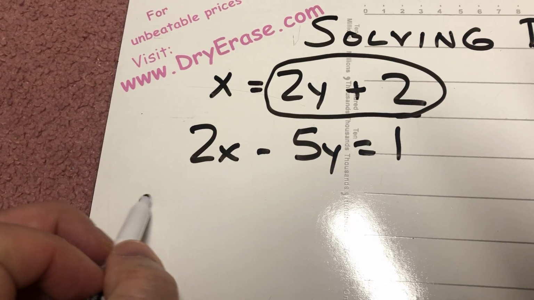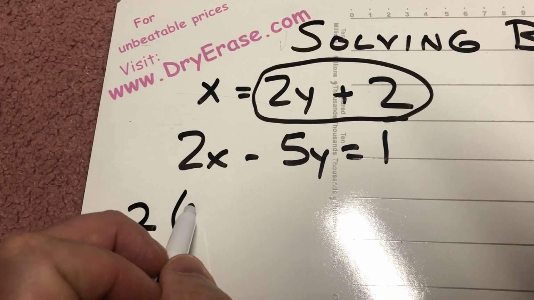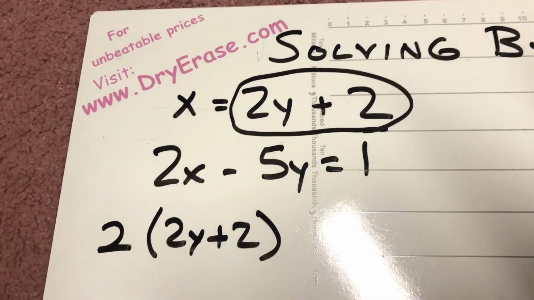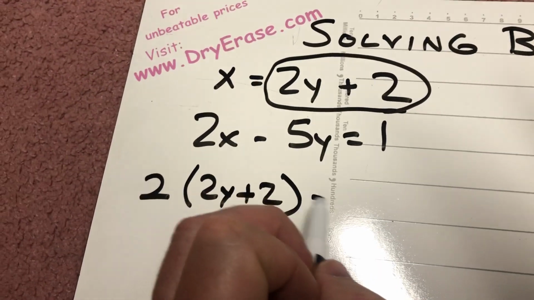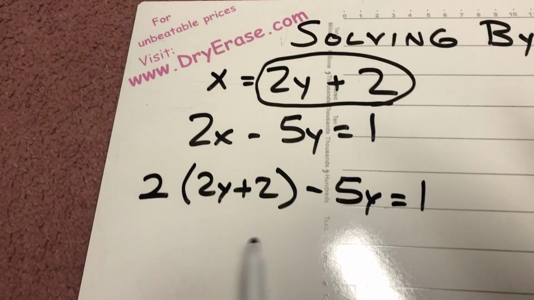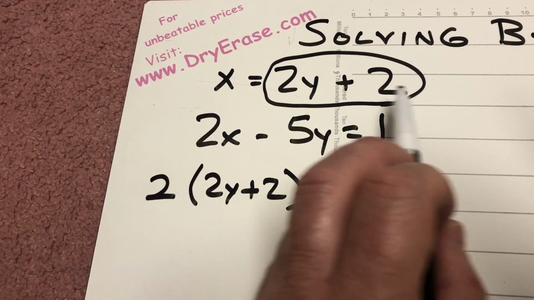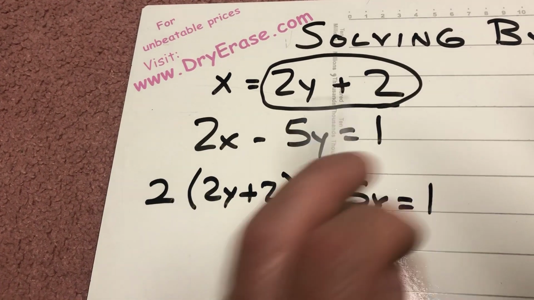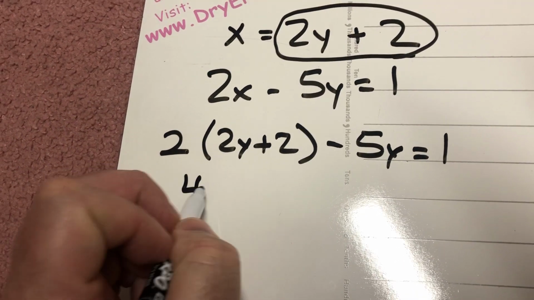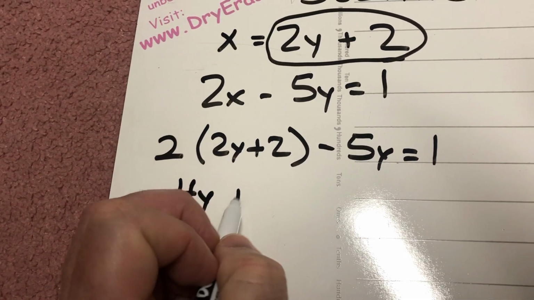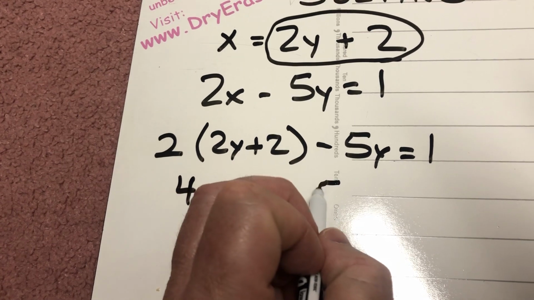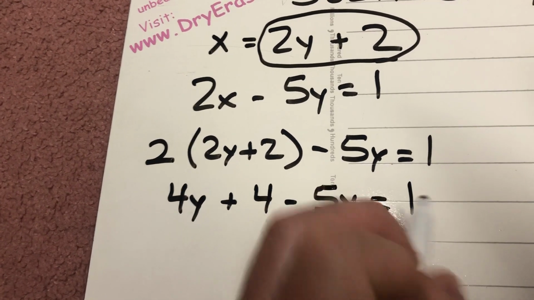So it's going to become 2 times (2y plus 2), because x equals 2y plus 2, minus 5y equals 1. All I did was take the value of x, which is 2y plus 2, according to this equation. So now I'm going to do 2 times 2y, that's 4y. 2 times a positive 2 is a plus 4, minus 5y equals 1.